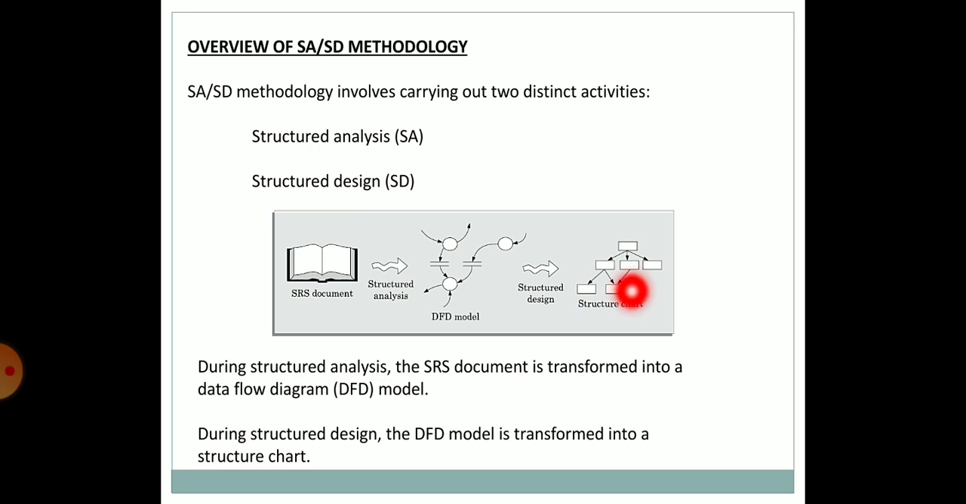The structure chart always contains the modules, and the interfaces among the modules can also be represented in a tree structure. Always this tree structure is suitable for representing the structure chart. So this is the overall process carried out during this methodology. First one is the structured analysis, in which the SRS document is converted to a data flow diagram, and then during the structured design, the data flow model is transformed to a structure chart, a tree like structure.